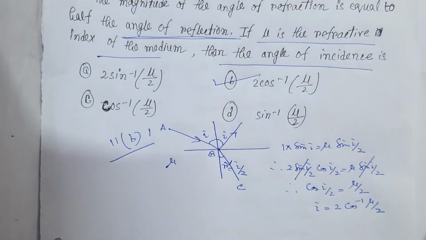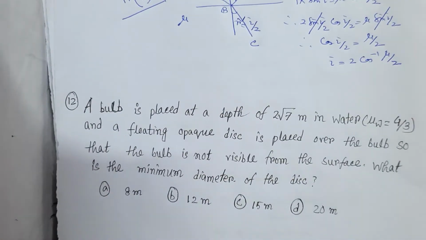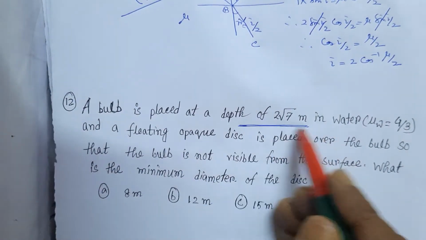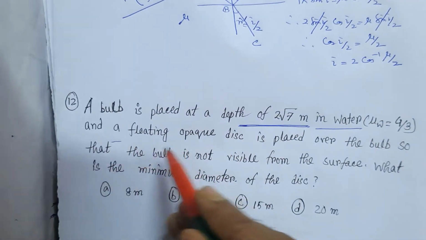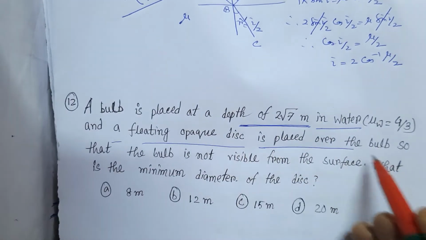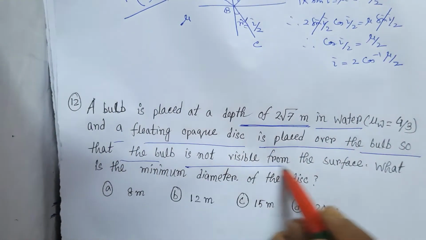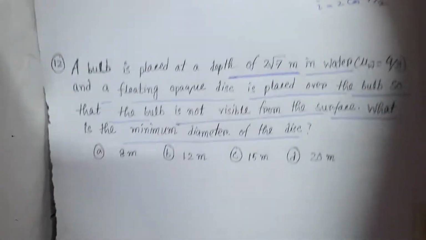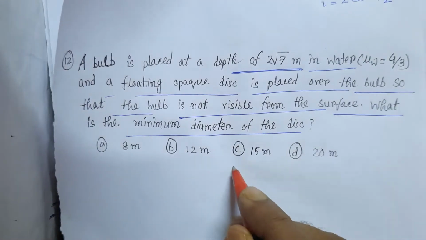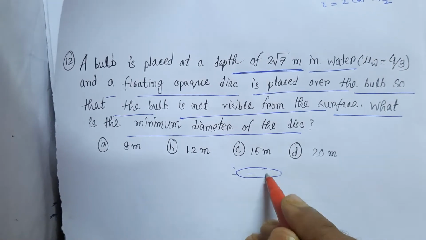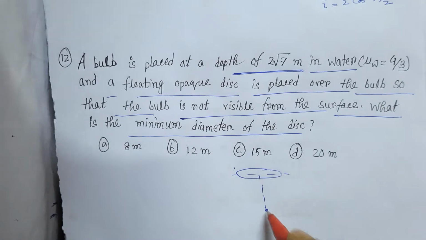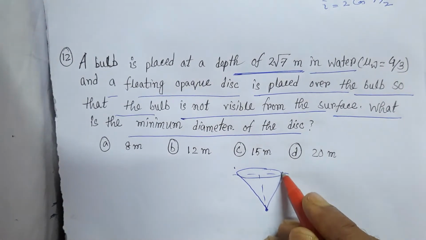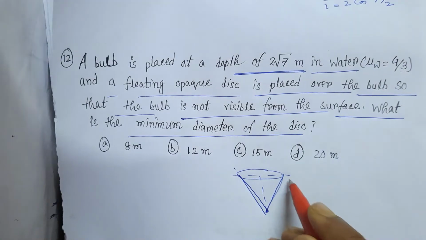Now let us take question number 12. A bulb is placed at a depth 2√7 meter in water, and a floating opaque disc is placed over the bulb so that the bulb is not visible from the surface. What is the minimum diameter of the disc? So we have to calculate the minimum diameter of the disc. Here the disc is floating, the bulb is just under it, and one cannot see the bulb from the upper surface.